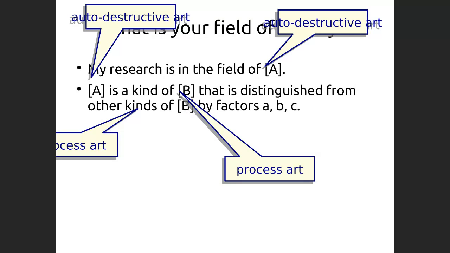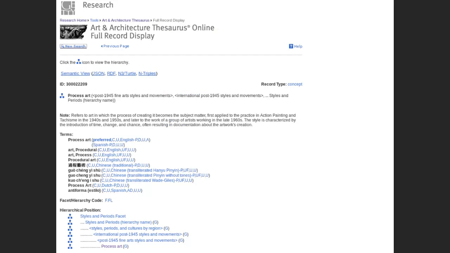My research is in the field of auto-destructive art. It's a kind of process art distinguished from other kinds of process art by these factors. This refers to art in which the process of creating it becomes the subject matter, first applied to the practice in action painting and Tachisme in the 40s and 50s, and later to the work of a group of artists working in the late 1960s. The style is characterized by the introduction of time, change, and chance, often resulting in destruction of the artwork's creation.